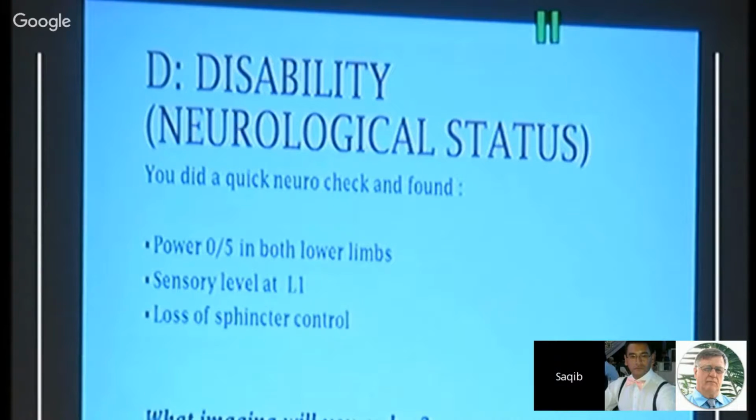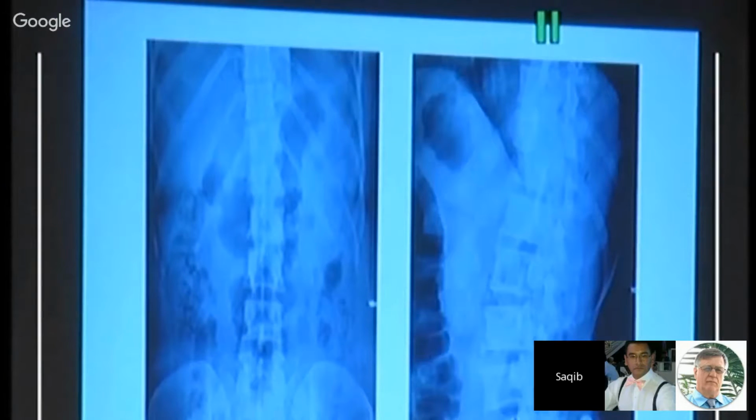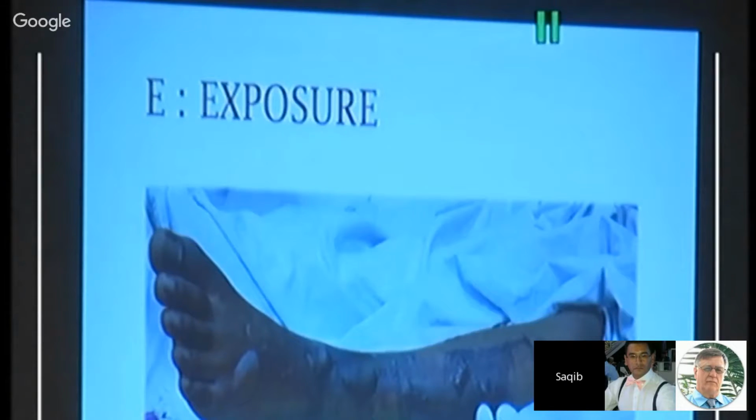Now, what imaging will you order? We did an X-ray, and what do you find on X-ray? Is there anything you can find? Okay. And this is exposure. What's this? This is the burn, the contact of the leg with the silencer.